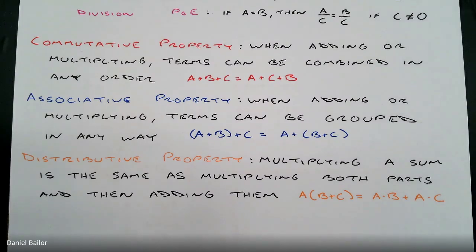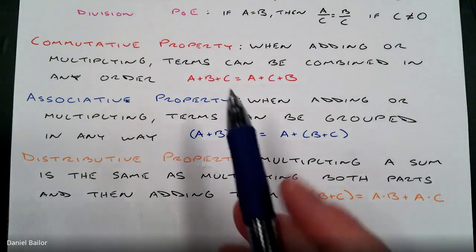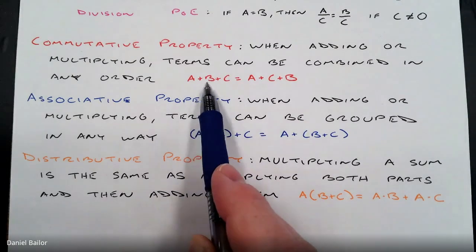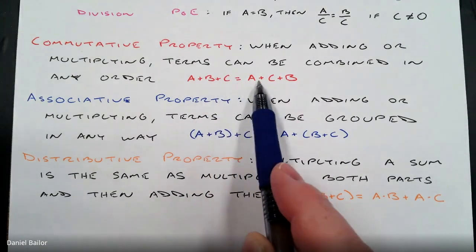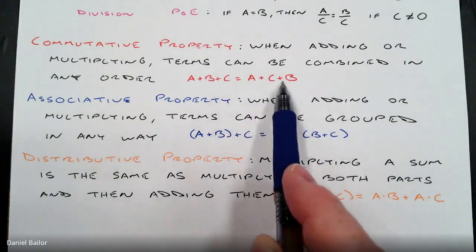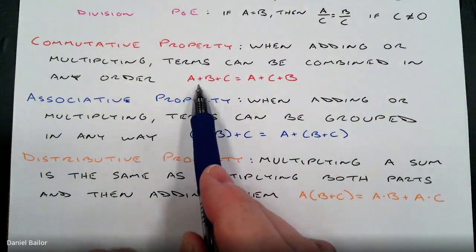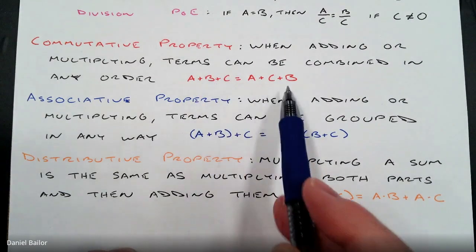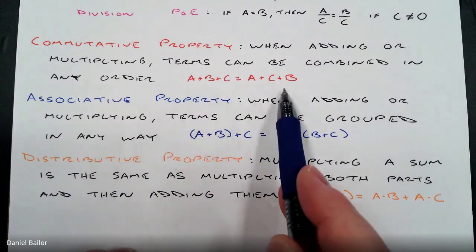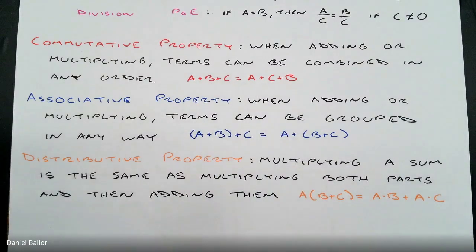The commutative property says that when you add or multiply, terms can be combined in any order, which means I can move the terms around. Like right here in this example, A plus B plus C equals A plus C plus B. I just moved the B and the C, and that's okay, because if everything is adding or if everything is multiplying, you can move numbers around. Sometimes this makes things easier. Sometimes this makes it into mental math.